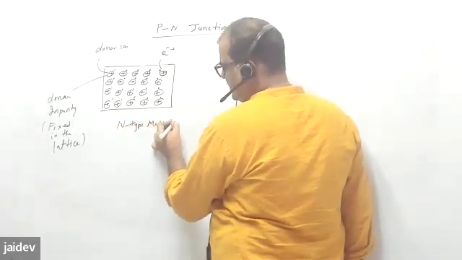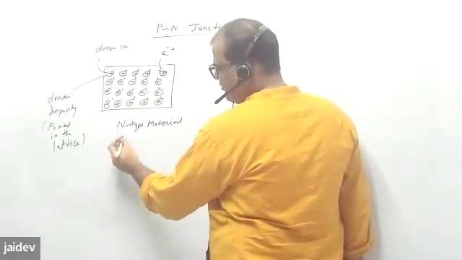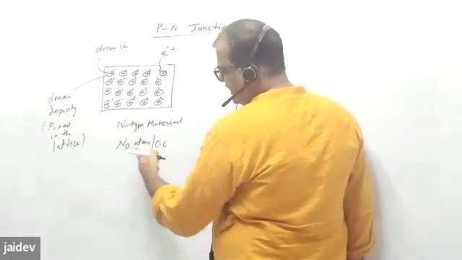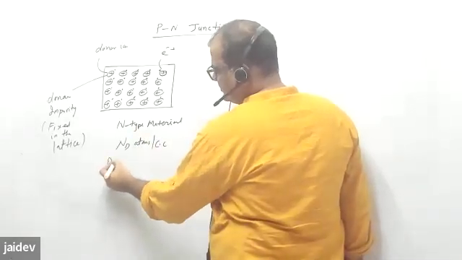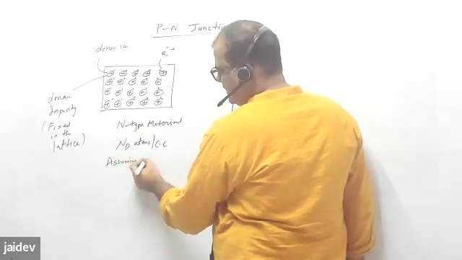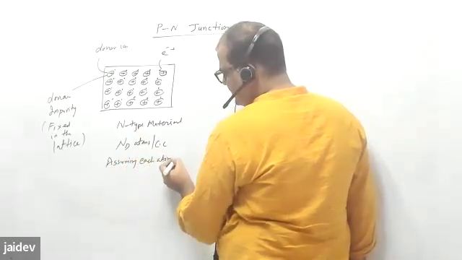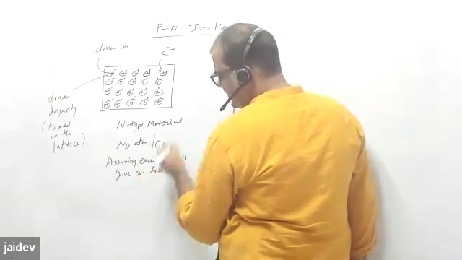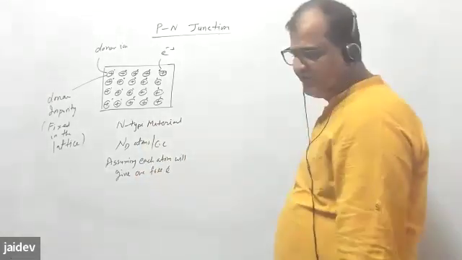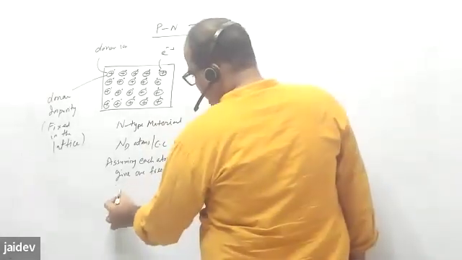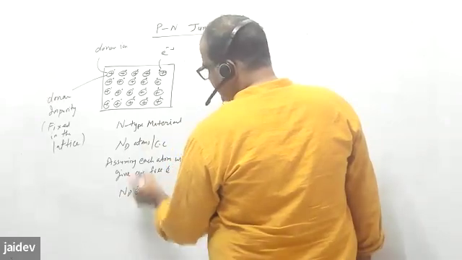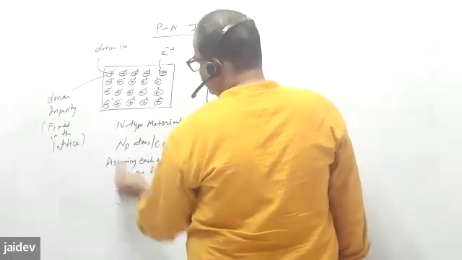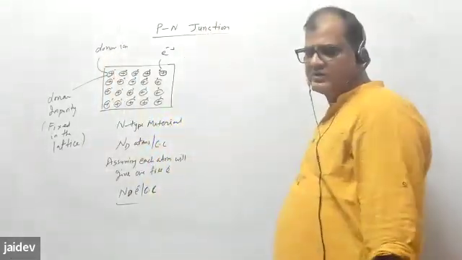For this n-type material, what is the impurity concentration? The concentration is Nd atoms per cc. Assuming each atom will give one free electron, I can say the concentration of electrons is Nd electrons per cc, that is, per cubic centimeter of this semiconductor. Nd is the concentration of electrons.